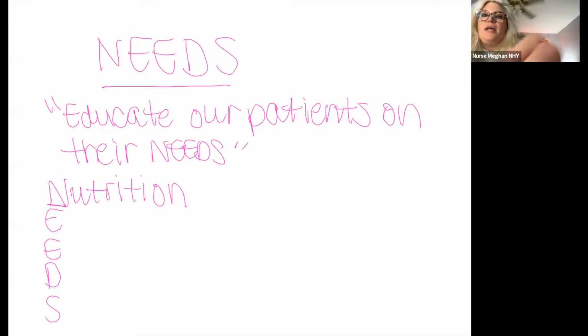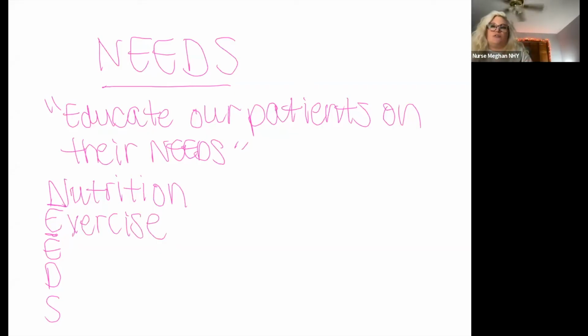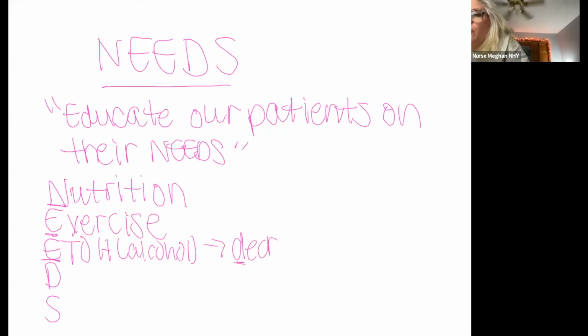Okay, so the first E in our NEEDS is going to be exercise. When would we say the opposite? We don't. We want to educate again. Nutrition, exercise, things that regardless of what topic we're talking about, apply all across the board. And then the next E is ETOH, and that is alcohol. That's the abbreviation. So this is alcohol. We either want to decrease this or we want to avoid this.